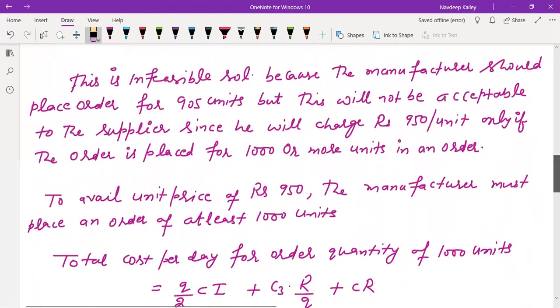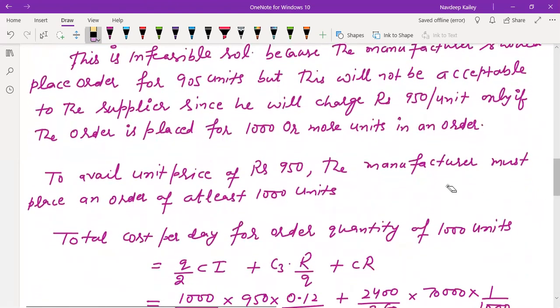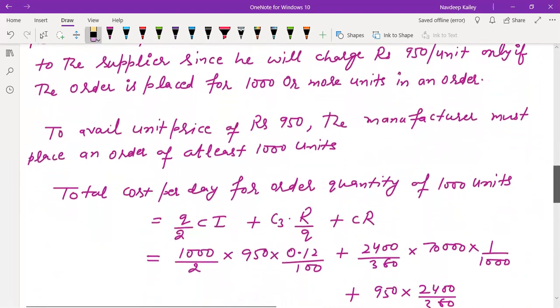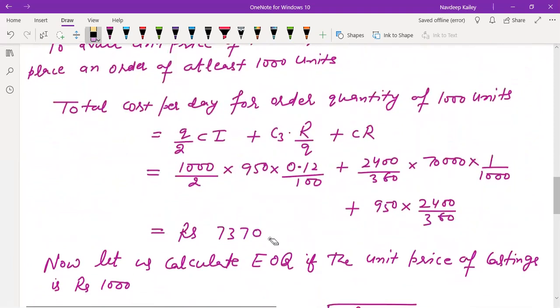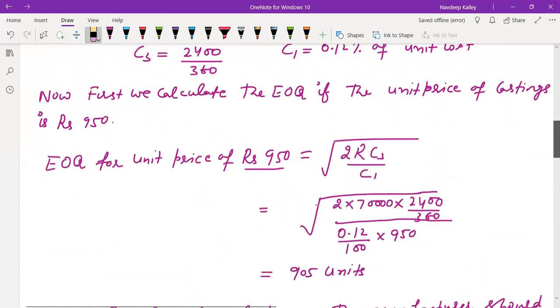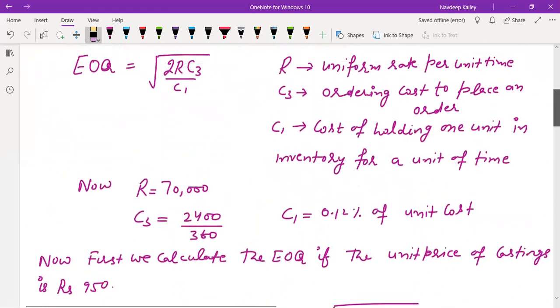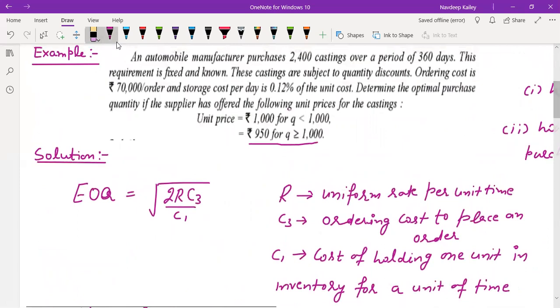To avail unit price of 950, the manufacturer must place an order of at least 1000 units. Therefore, we calculate total cost per day for order quantity of 1000 units. After calculating, it comes rupees 7370. Now, after that, we will calculate the economic order quantity if the unit price is rupees 1000.